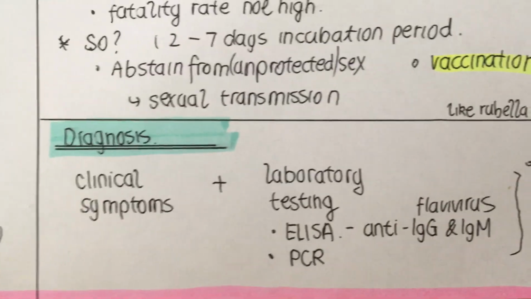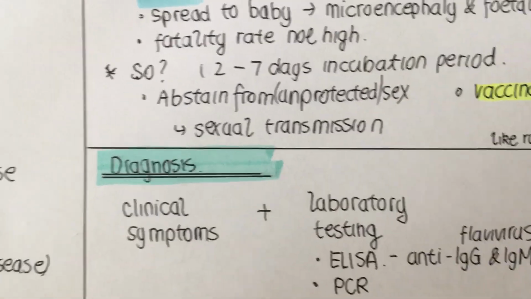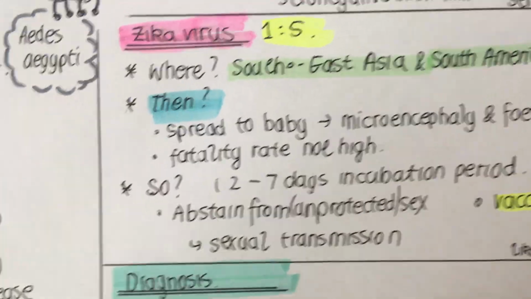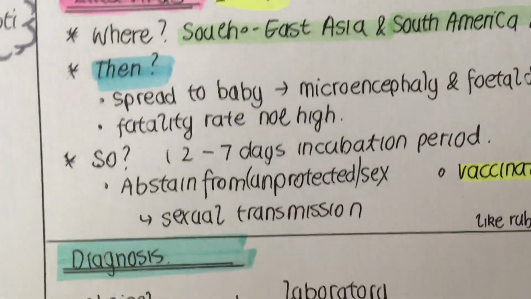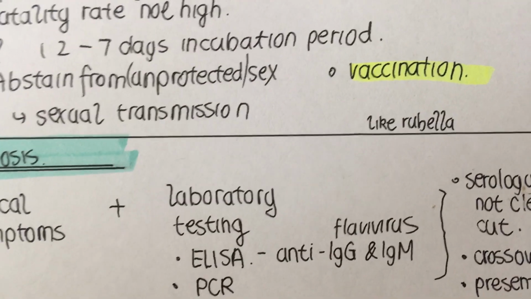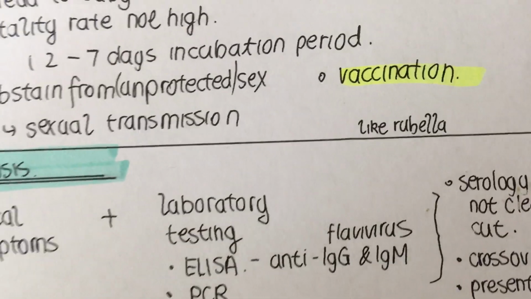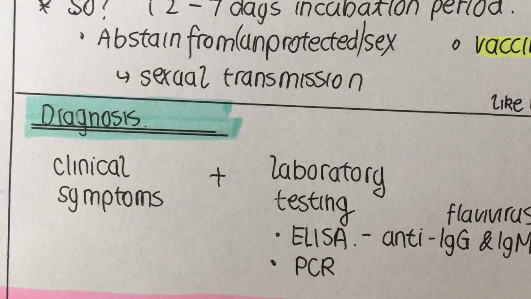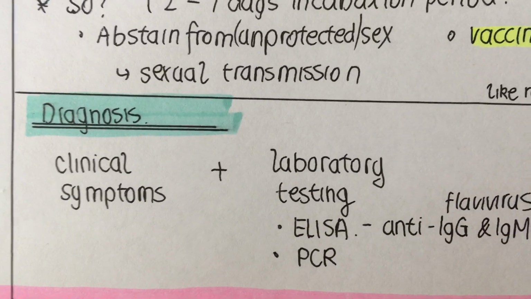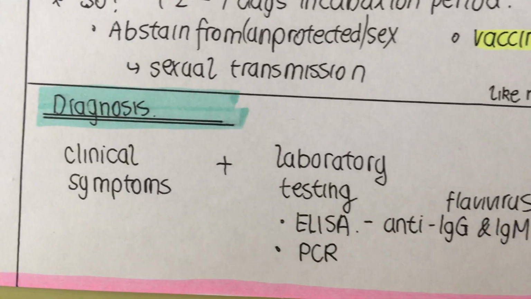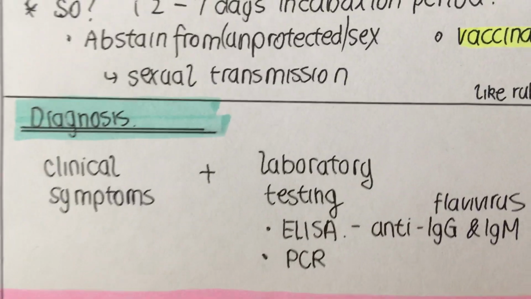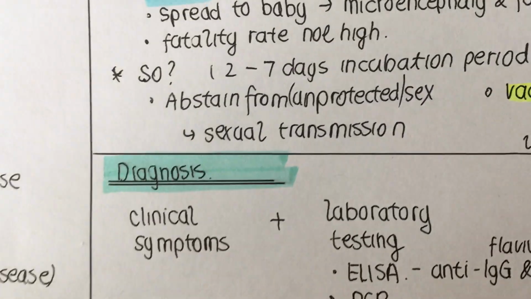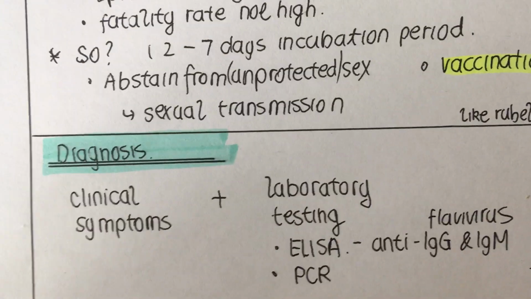In terms of diagnosis of flaviviruses, you would have a mix. You would need clinical symptoms, which we have mentioned before, as well as laboratory testing. However, serological tests such as ELISA against anti-flavivirus IgG and IgM are not specific enough, because people who are vaccinated can still present with a titer of IgM and IgG, but then you can double check that using PCR antigen reactions as well.